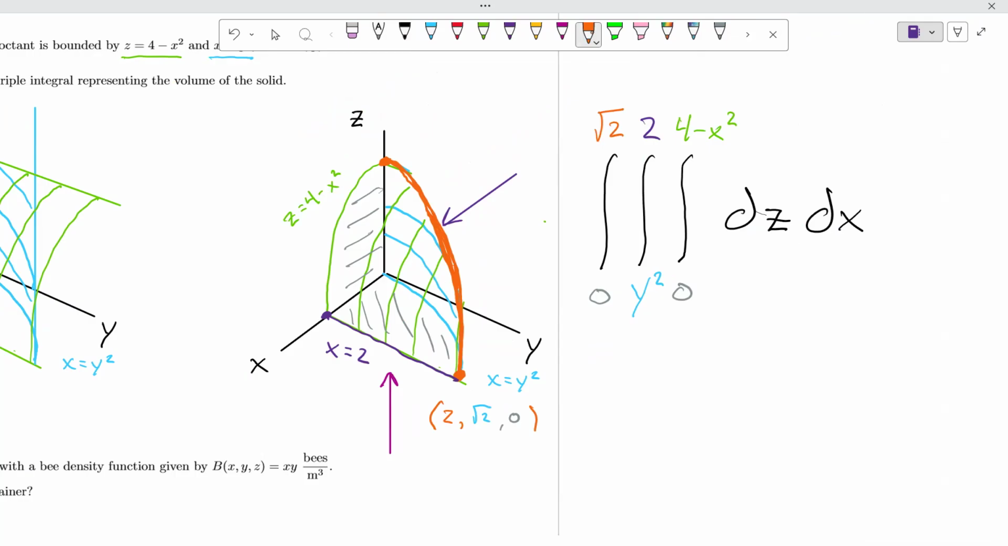Oh, and don't forget our dy. We have to write that in at the end. I must certainly be over on time, right? Oh yeah, I am. Cool. So that's setting that up, and then we'll just integrate it. So again, I know I'm out of time.